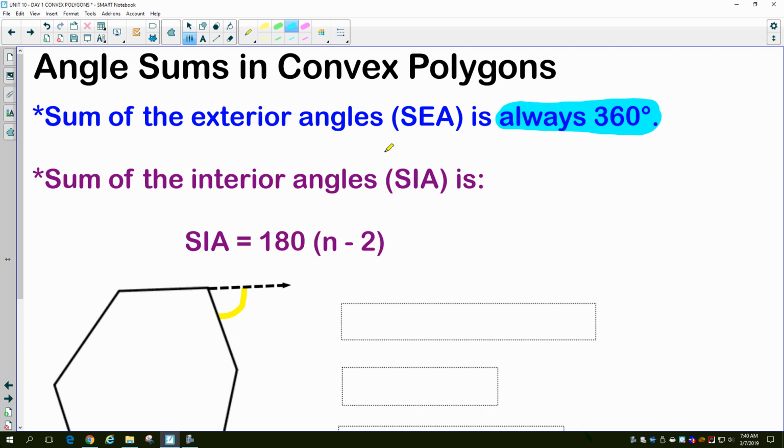And we call that the sum of the exterior angles, which sometimes we abbreviate as SEA. The sum of the interior angles is a little different. We call that SIA, and we have this formula for that. I said on the last page that n represents the number of sides in a polygon. And so if we want to find the sum of the interior angles of any convex polygon, we can use this formula. We take 180 and we multiply that by the number of sides minus 2.